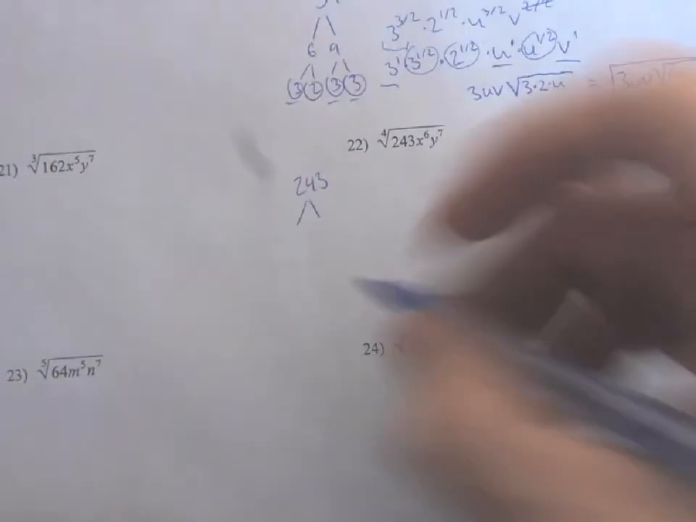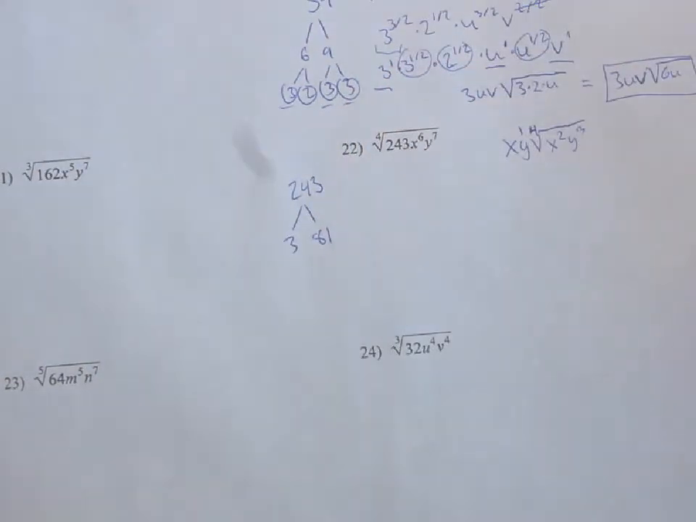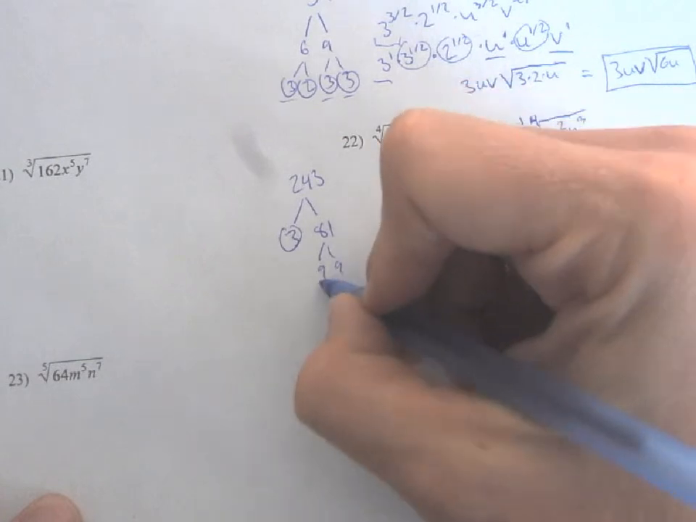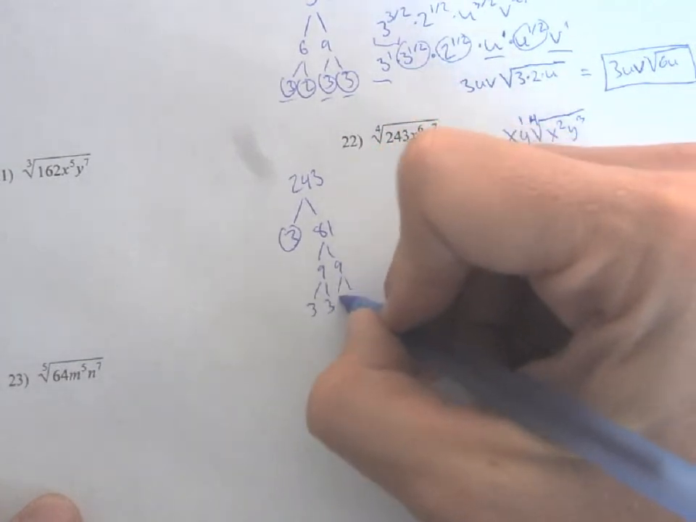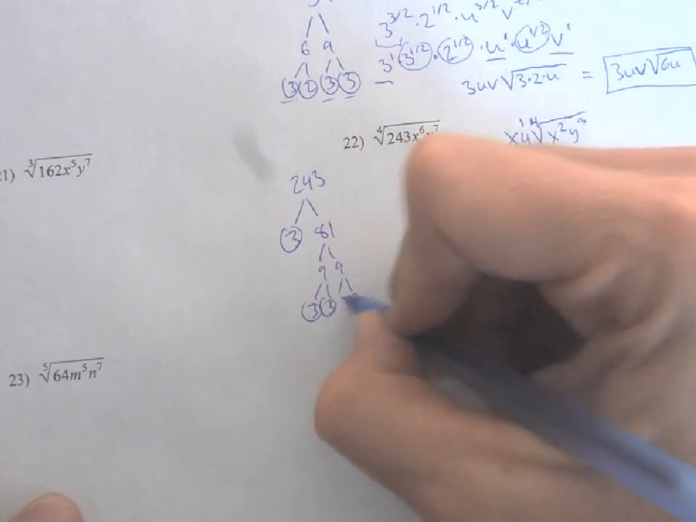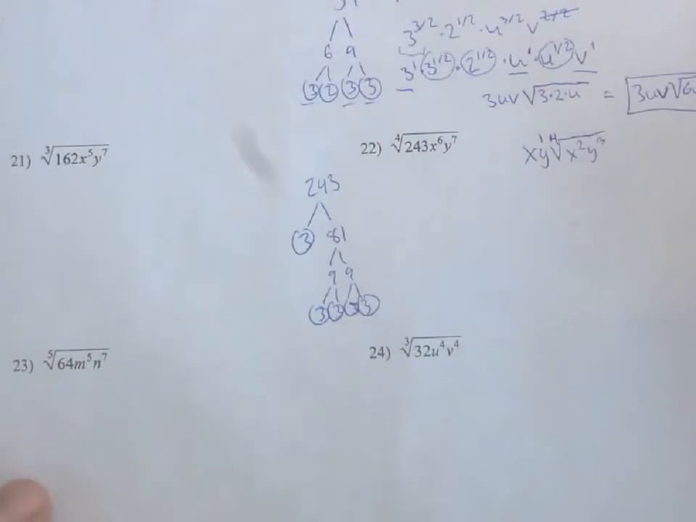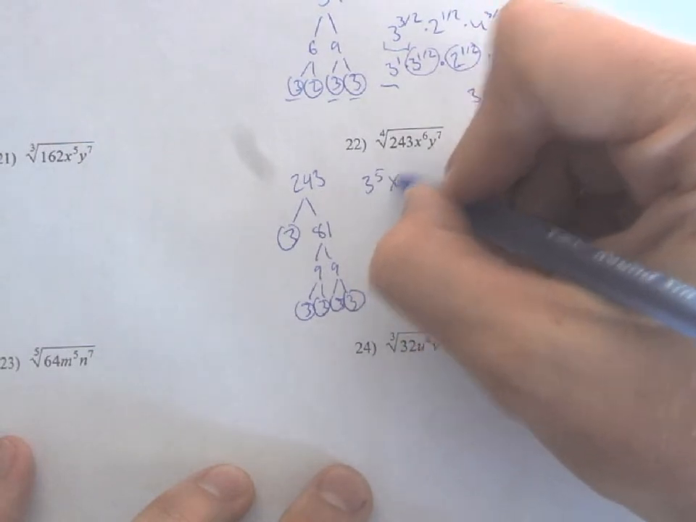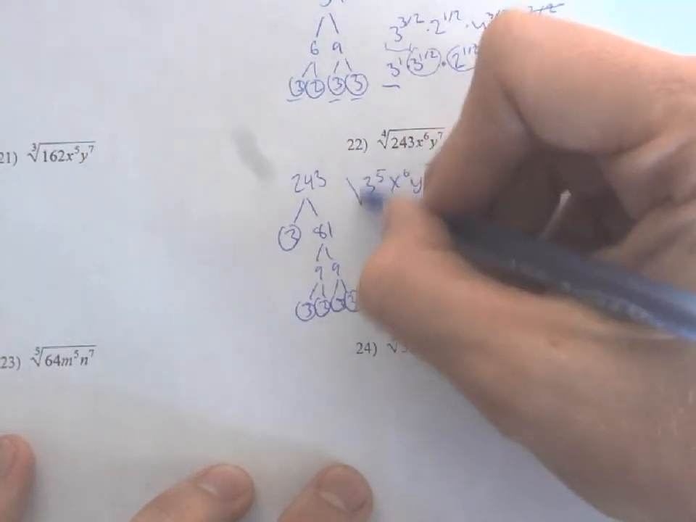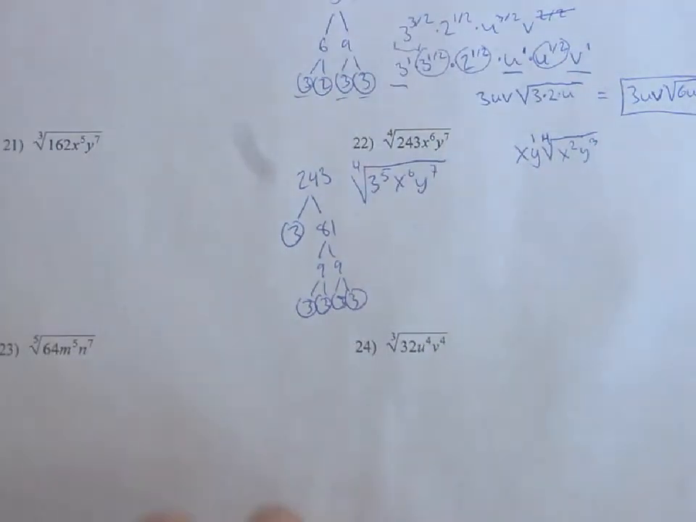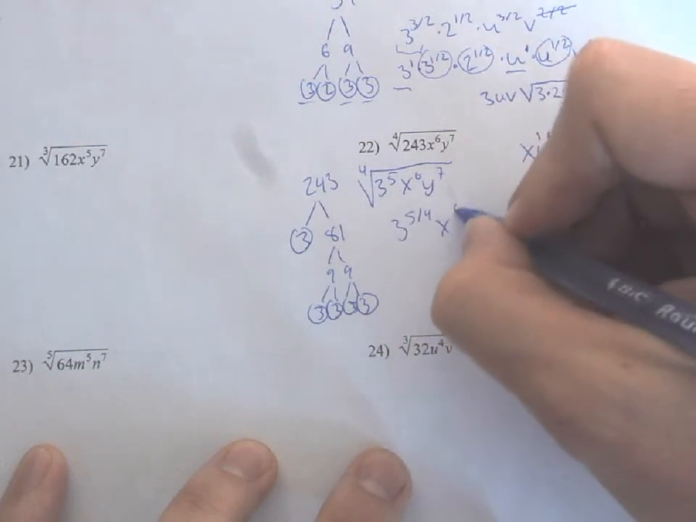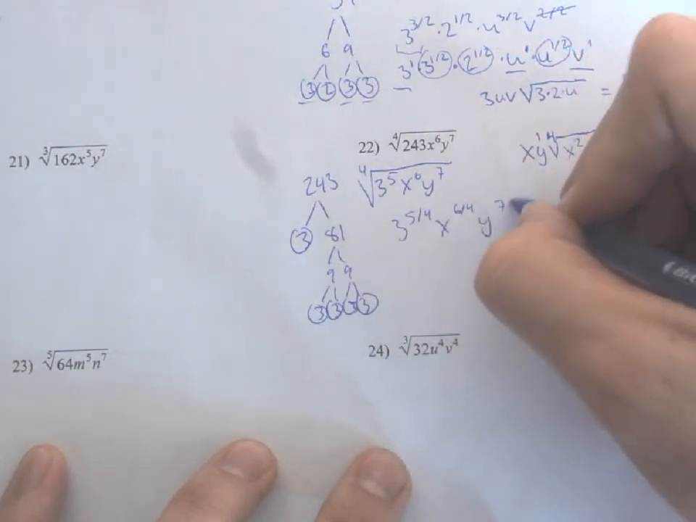So I'm still going to prime factor here. Turns out that this is 3 times 81. That's prime. And then we have 9 times 9, which is a 3, a 3, a 3, and a 3. So it looks like 243 is actually 3 to the 5th power. So I have 3 to the 5th, and I have x to the 6th, and I have y to the 7th, and I have fourth power. So let's turn these into rational numbers, just to see what's happening here. So 3 to the 5/4, x to the 6/4, y to the 7/4.